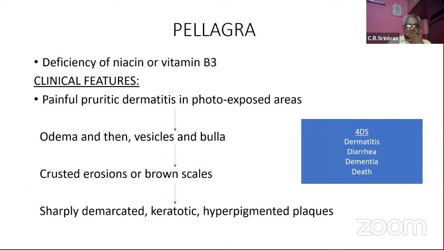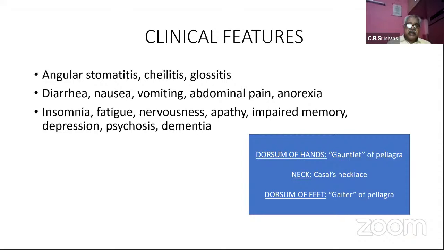Pellagra is another condition which we have to find. History of alcoholism becomes important, or vegetarians, or people with food faddism can develop this. They will have all sorts of necklace, gauntlet, and all those sorts of things. Diarrhea, often we don't get. What we usually see will be photosensitive dermatitis, and then giving them the vitamins, that completely disappears.